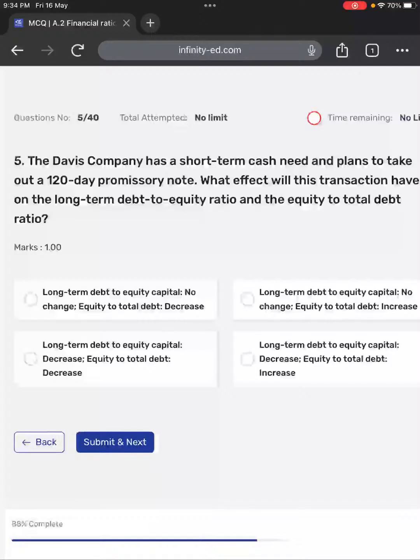Okay, no change. Long-term debt to equity is no change, and equity to debt decreases. Equity to debt decrease. Debt increase, equity decrease. This is correct.